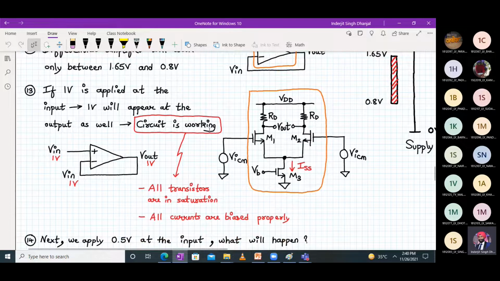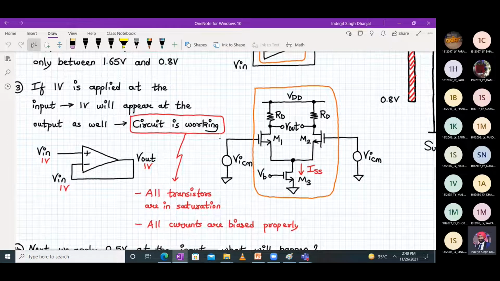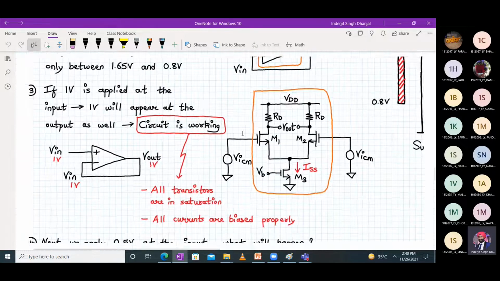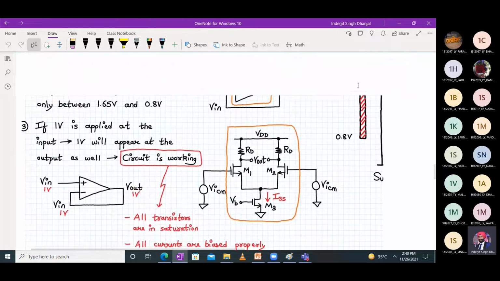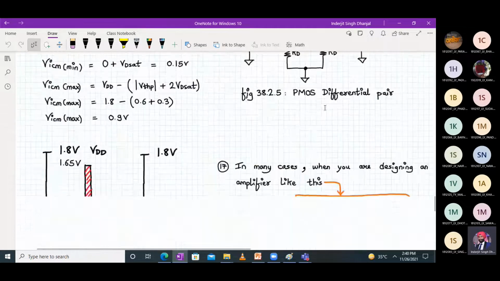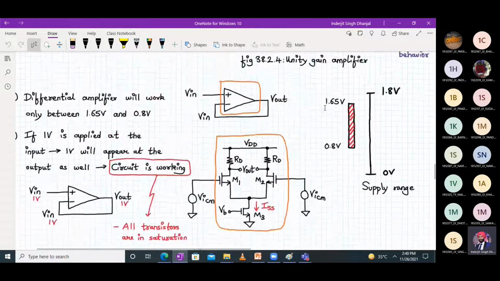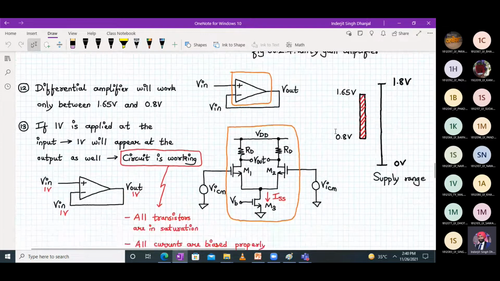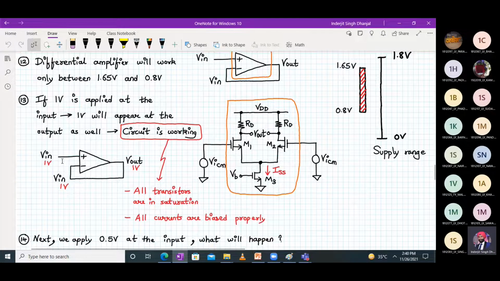Because what is the meaning of circuit working? Circuit is working means all the transistors will be in saturation and all the currents will be biased properly, only if my input is falling in that input common mode range. If my input is falling within this range, only then my circuit will be working. All the transistors will be in saturation, and all the currents will be biased properly. Okay, so if I apply 1 volt, my output will be 1 volt.